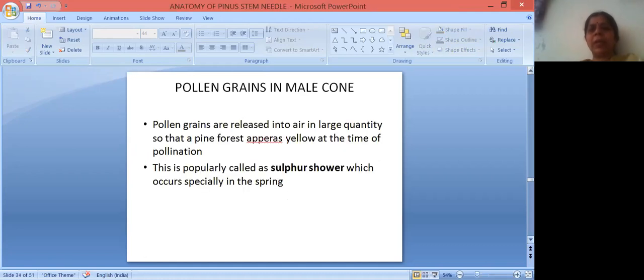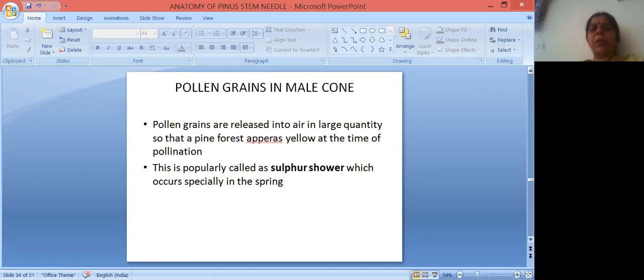Pollen grains are released in large quantity into the air, so that wherever pine trees are present, the entire environment or atmosphere becomes yellow at the time of pollination.